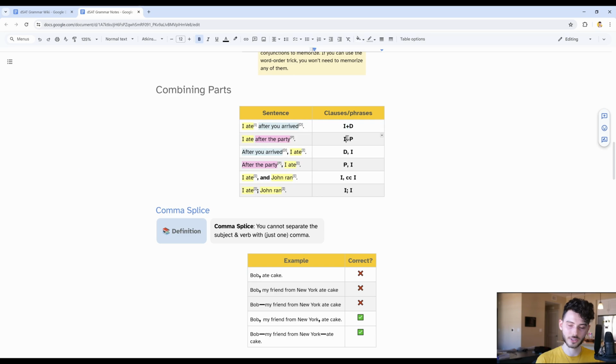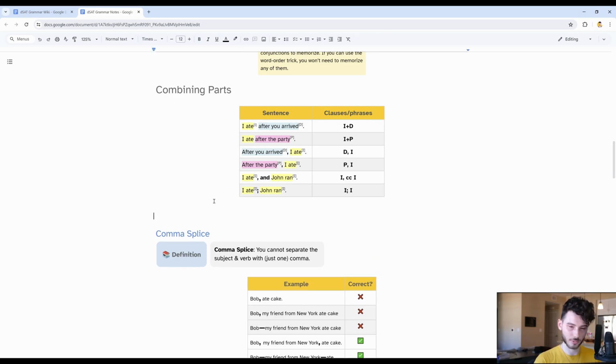I put a plus as just my way of saying, okay, no punctuation. The reason why you don't need any punctuation is the word after is telling you that there's going to be a second part. You don't get that luxury if you switch the order and the independent clause comes second. After you arrived, comma, I ate. I need this comma here to avoid confusion. Let me give a simpler example for why you need this comma.